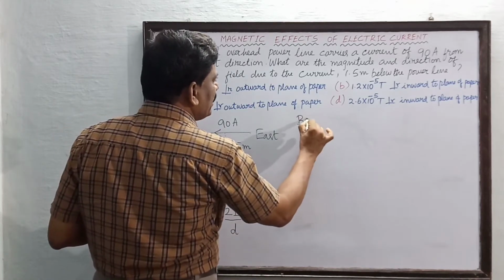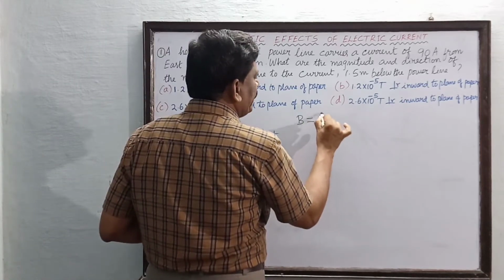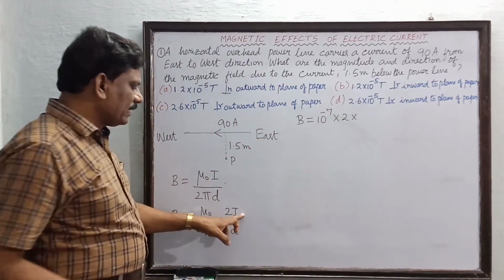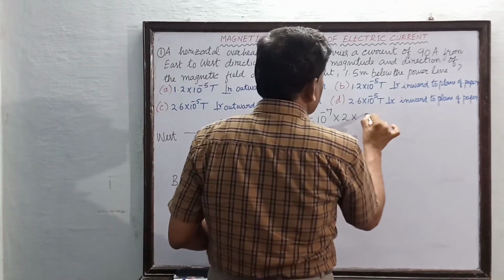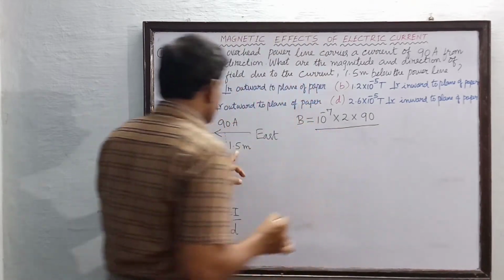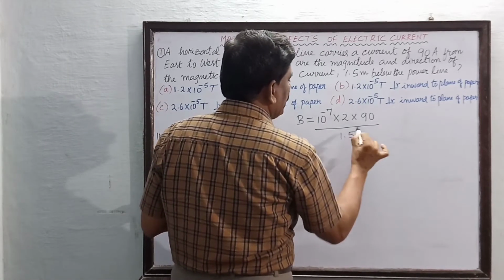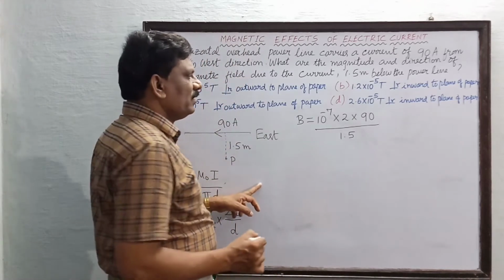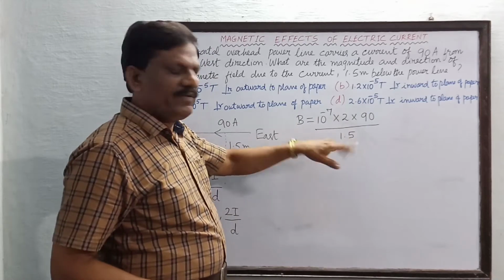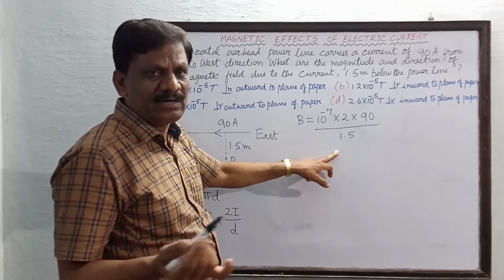So now the new value I am going to write here. So B is now equal to the value of mu naught by 4 pi, which is 10 power minus 7, into 2 into the current, which is 90 ampere, divided by the distance, which is 1.5 meter. Now once again I will multiply the numerator and denominator by 10 so that the denominator becomes 15 for easy calculation only.